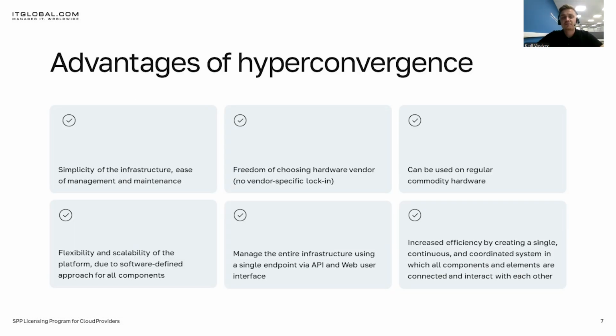The main advantages of hyperconvergence are simplicity, in other words, no complex infrastructure, with the ability to easily manage and maintain. There is no vendor lock-in. It is up to the buyer to decide which hardware to use. It can be used on commodity hardware. There is no need for extra budget for other storage systems. All is stored inside the server's disk.